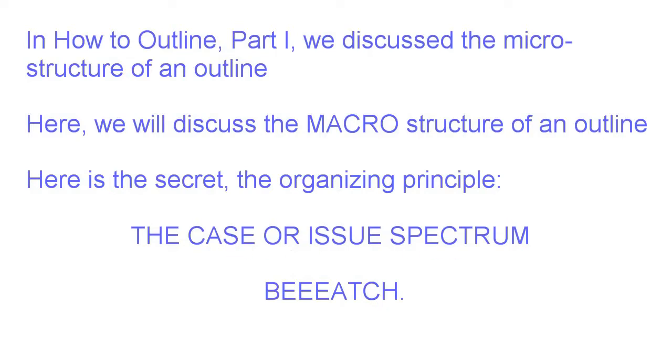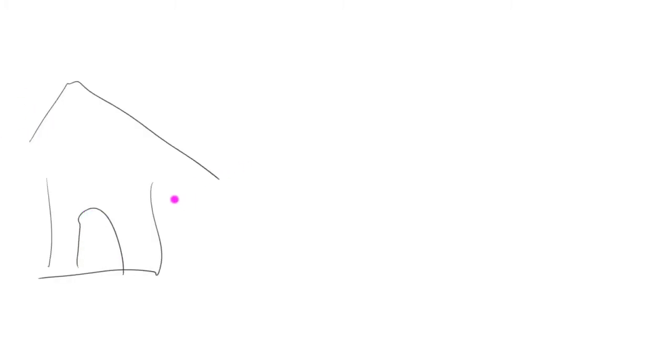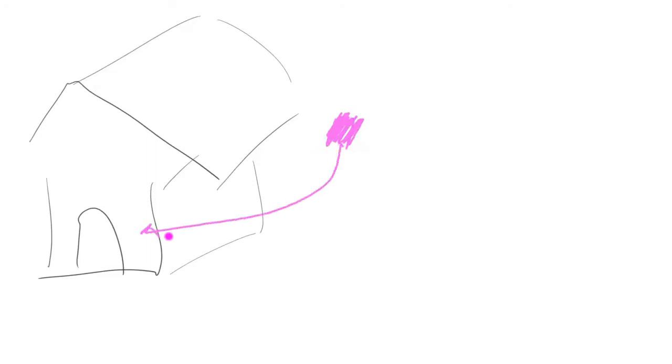So what do I mean by case or issue spectrum? Hopefully most of you are young enough not to have to deal with this, but let's say you've got a house. That's better than this one. And let's say that your wife asks you to paint the house. She wants to paint it this funky color. I don't know why, but somehow she's managed to find in a magazine just the little swatch of color and she wants that.